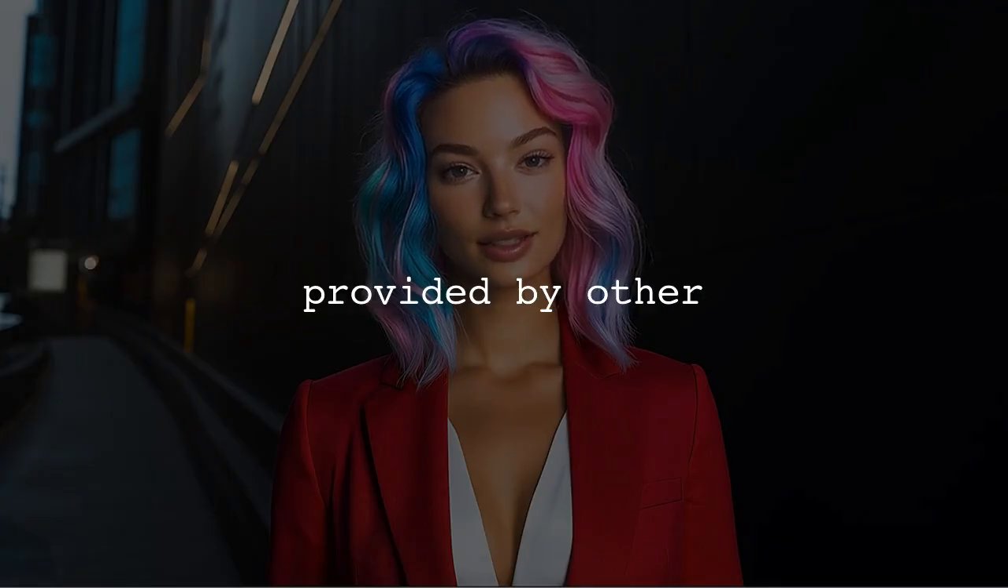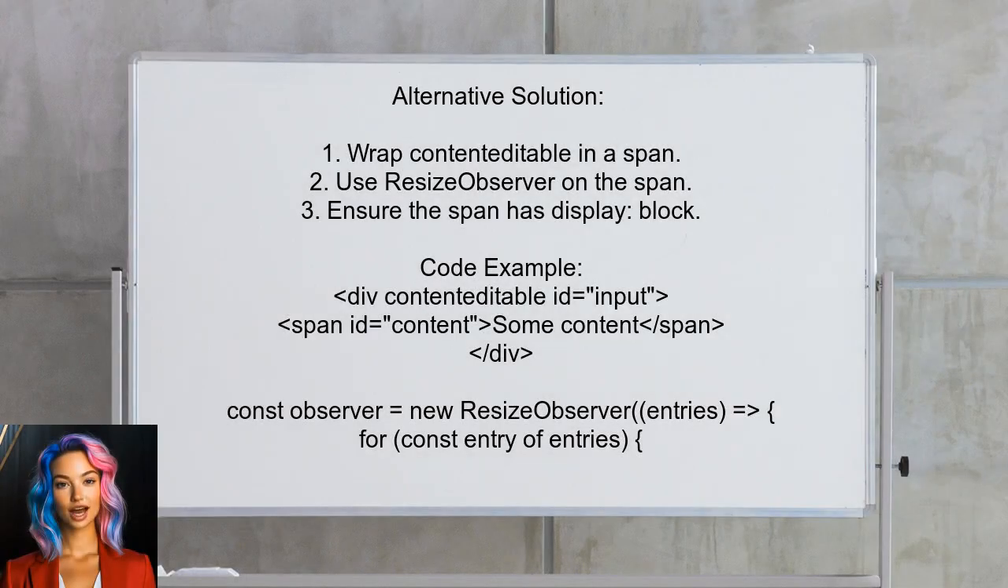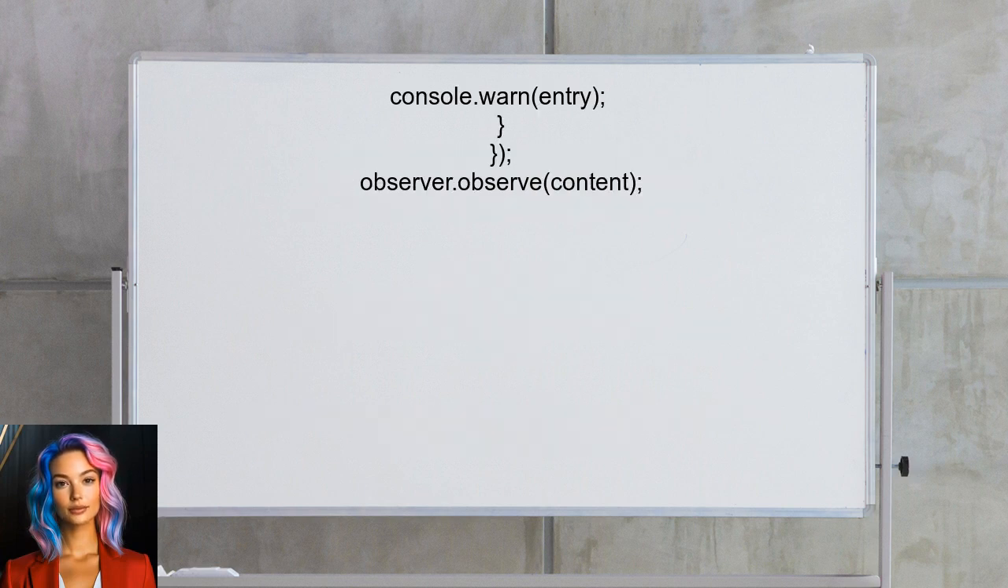Now, let's look at the answers provided by other users. An alternative approach suggested by a user involves using a resize observer instead of a MutationObserver. They recommend wrapping your content editable element with a span and applying the resize observer to this internal span. This way, when the content changes and the scroll bar appears, the resize observer will trigger.